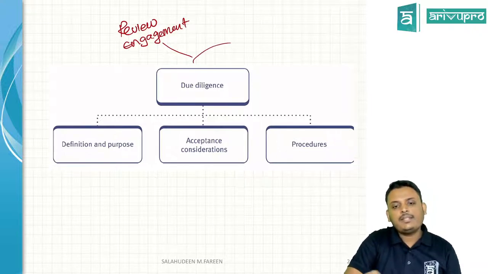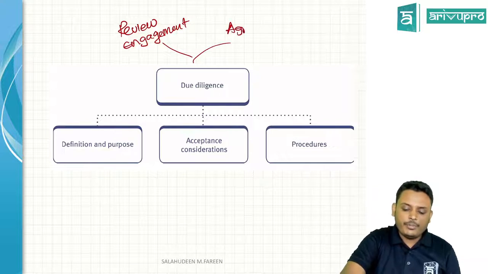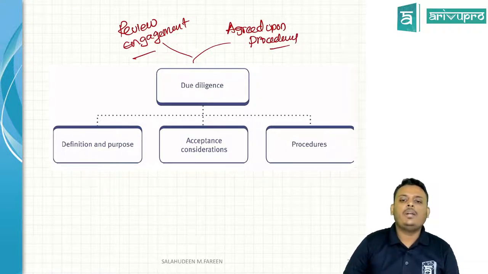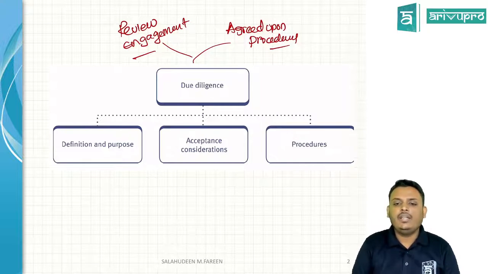At the same time, due diligence can be performed in the form of agreed upon procedures. Both ways we can perform it. Why can due diligence be performed as an agreed upon procedure? Because sometimes when we perform due diligence, we are not expecting an assurance. We have some knowledge about the target company.